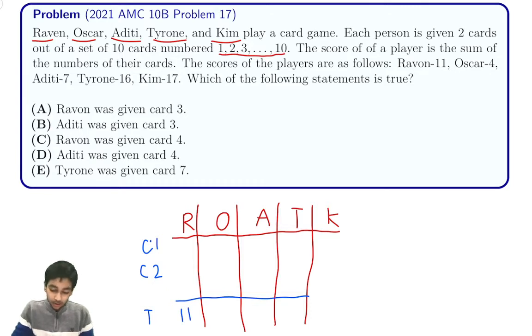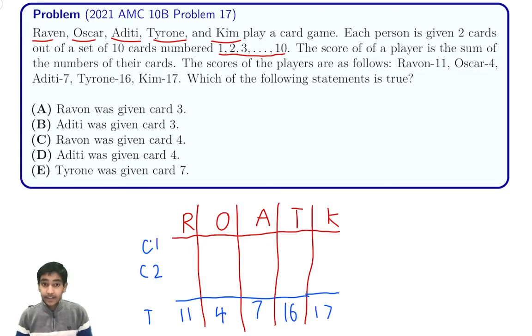The total sum of Oscar is 4. Total sum of Aditi is 7. Total sum of Tyrant is 16. And Kim is 17. So we discussed this way back in the AMCA classes, but when we're dealing with these kinds of logic or casework-based problems, a good strategy is to deal with the most restrictive condition first, because that gives you the easiest subset of things to work with.